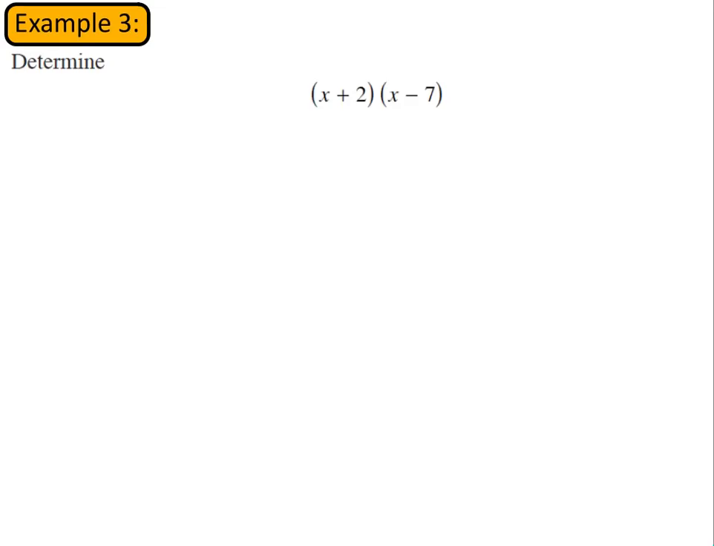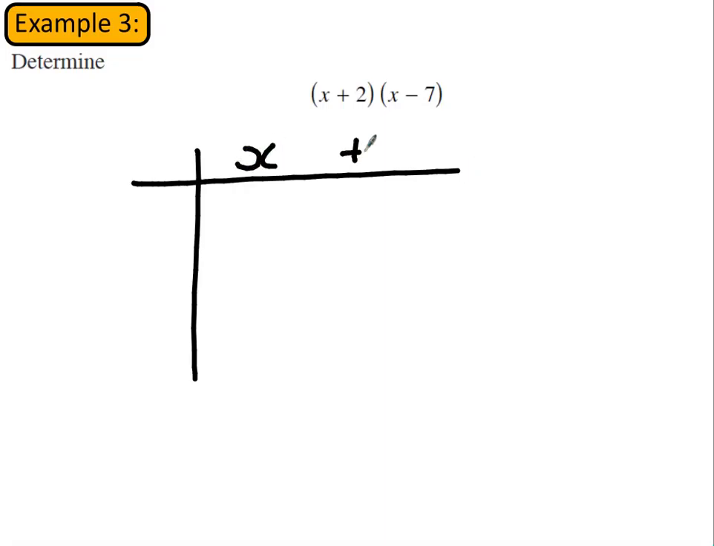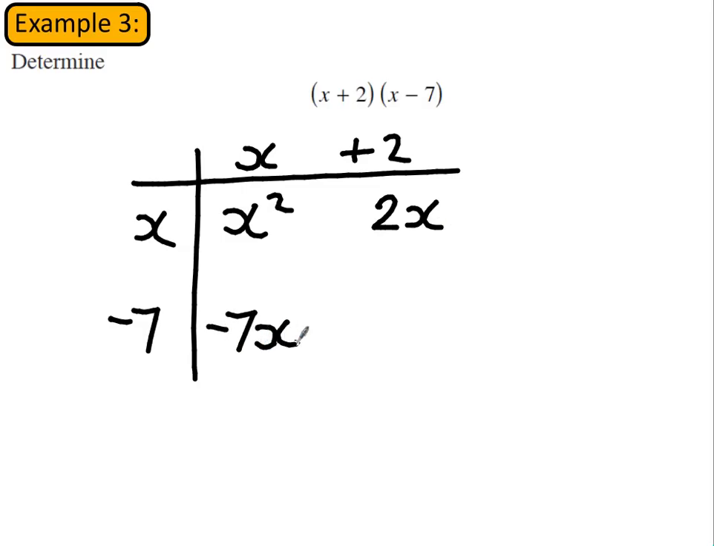Okay, one more similar example, this time x plus 2 and x minus 7. So we're going to write out x plus 2 and x minus 7 on the sides of our grid. X times x is x squared, x times 2 is 2x, x times minus 7 is minus 7x, and minus 7 times 2 is minus 14.